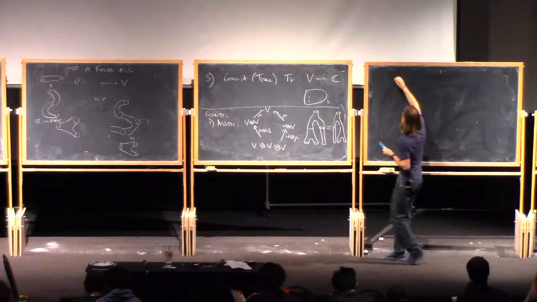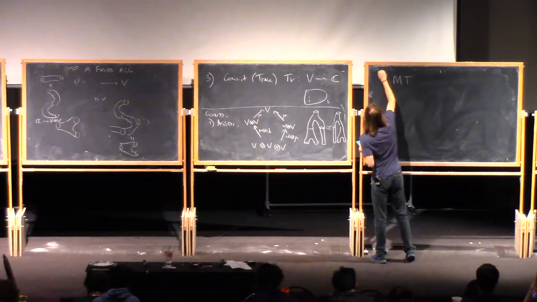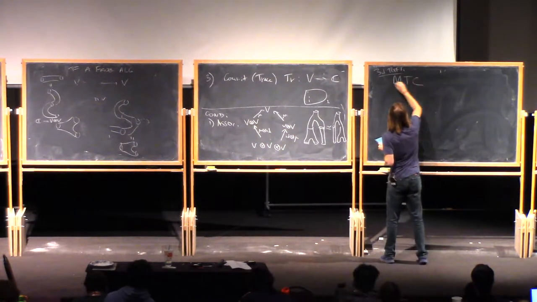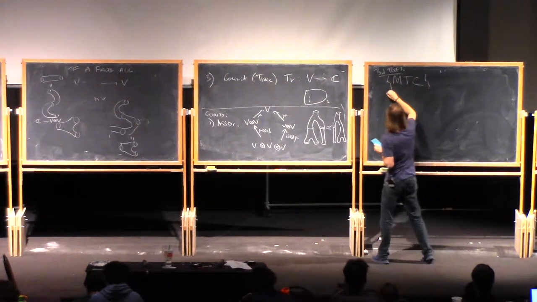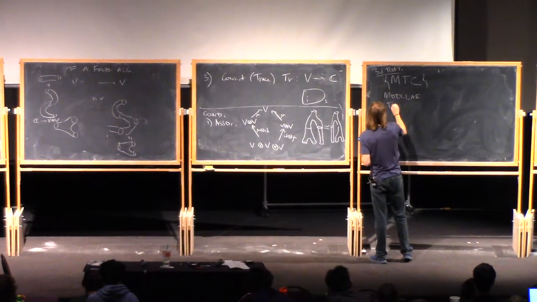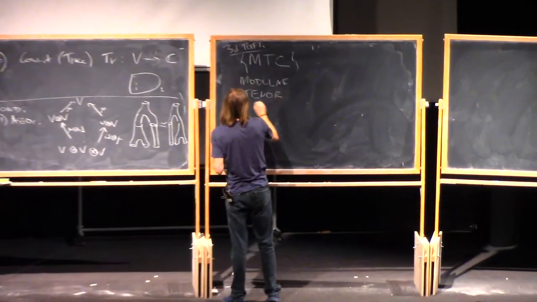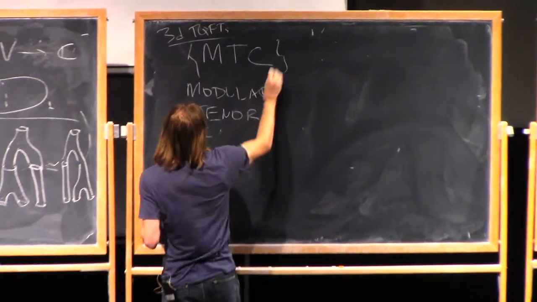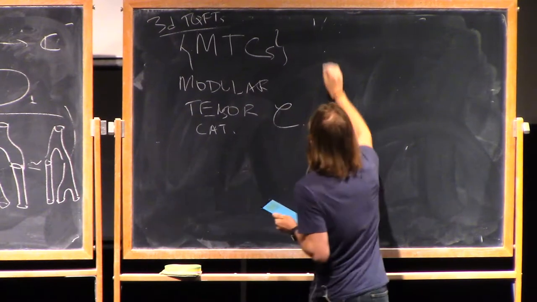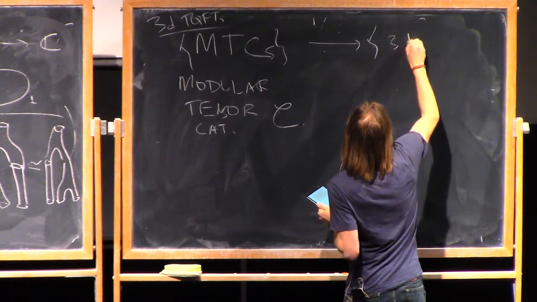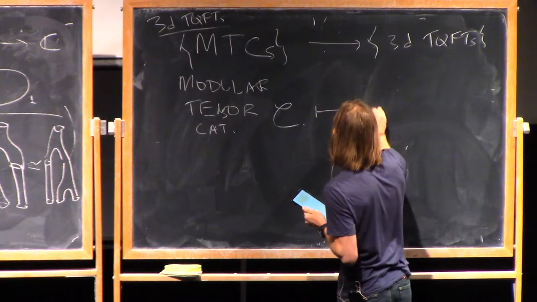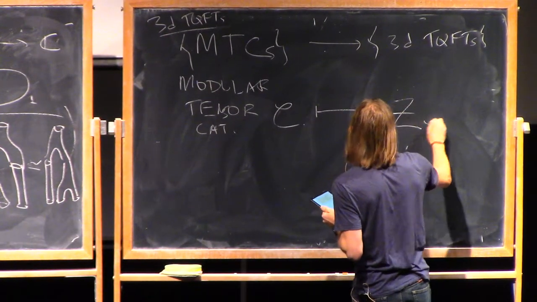So now we want to look at the 3D TQFTs. What we want to take is a constructor map from a given modular tensor category, which is now C. We want to construct a 3D TQFT Z_C.